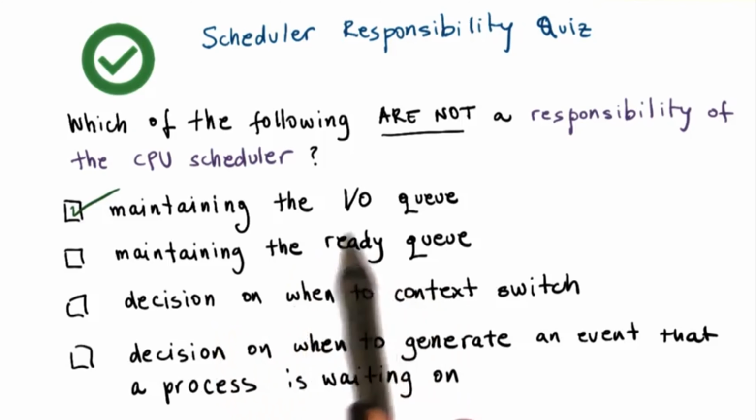Similarly, it is the scheduler that's in charge of maintaining the ready queue. It is the one that decides which one of the processes in the ready queue will be scheduled to execute next. And finally, the scheduler really has no control over when external events can be generated, other than the timer interrupt as we discussed. So it has no control over events that a process may be waiting on. So this choice should be marked as well.